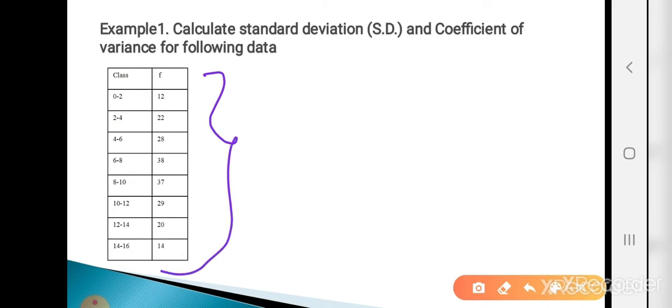Now see one example. Calculate standard deviation, variance and coefficient of variance for the following data. The data we are given are the classes along with their frequencies, so the given data is continuous data. For finding the values of variance, standard deviation and coefficient of variance, we need the values of x. Here we are not given the values of x, so x is considered as the mid value.